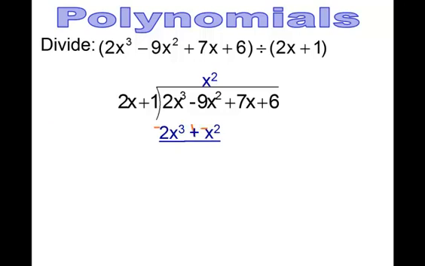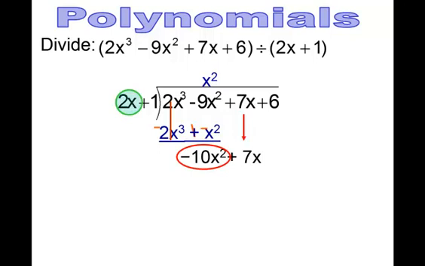The next step is to change the signs or distribute that negative. So it's going to change the signs of everything. The 2x to the third is going to cancel out. You're going to have a negative 9x squared minus x squared, which gives you a negative 10x squared. And then you're going to bring down the next piece, that plus 7x.